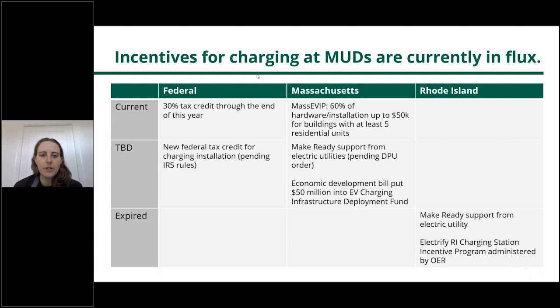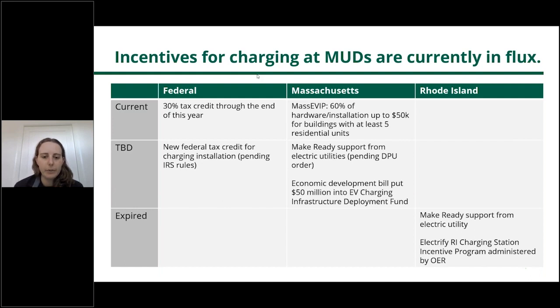So once the DPU issues a final order, the electric utilities will know what they have permission to run, and they'll start getting their make-ready plans programs back up and running. So there will be funding available there. We just don't know how much or for exactly what kind of buildings yet.